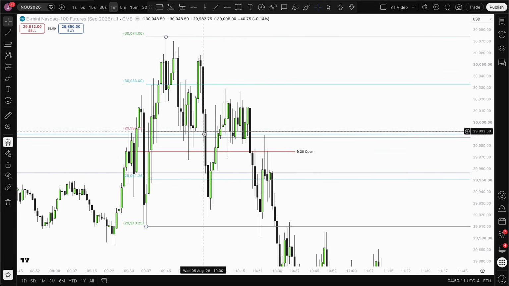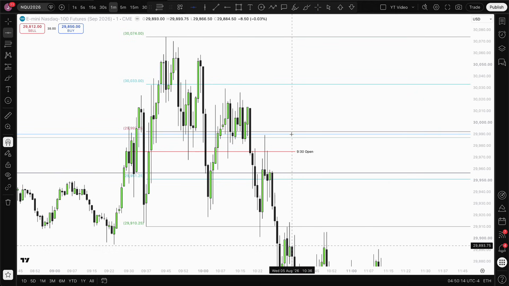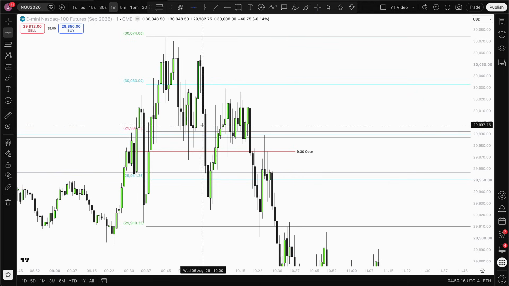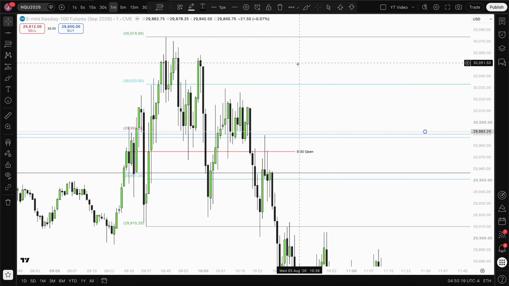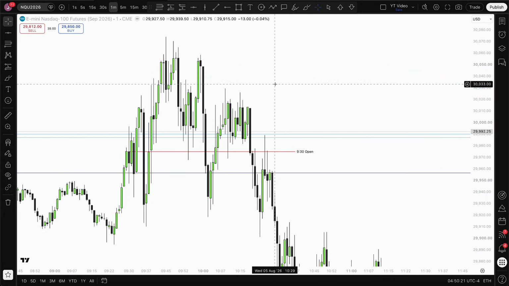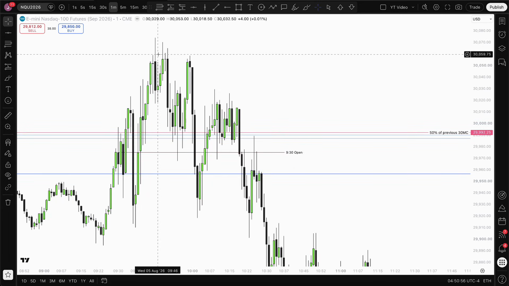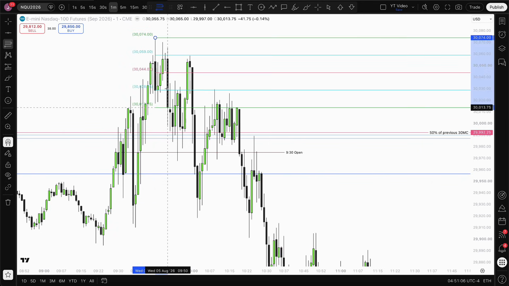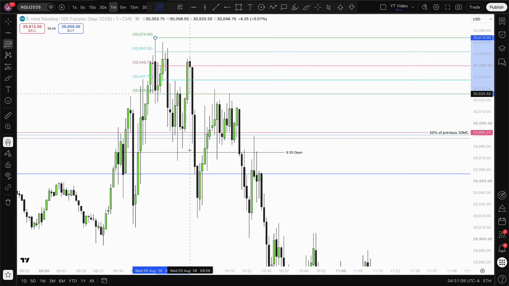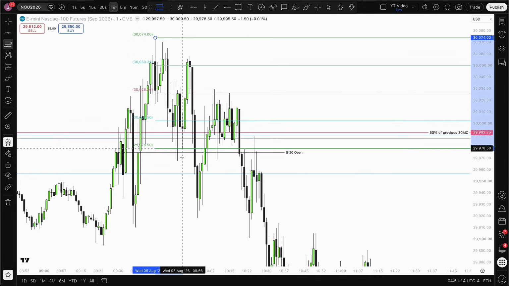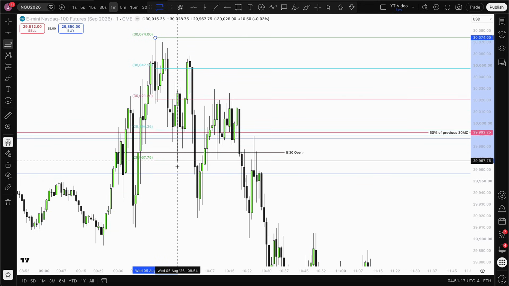As you can see right here, when we draw this level into our chart so we don't forget, this is the 50% level of the previous 30-minute cycle. Again, if we look at the Fibonacci levels of the previous 15-minute cycle, it looks like this. It starts at 9:45 and ends at 9:59, but the low of that 15-minute cycle is this low right here.